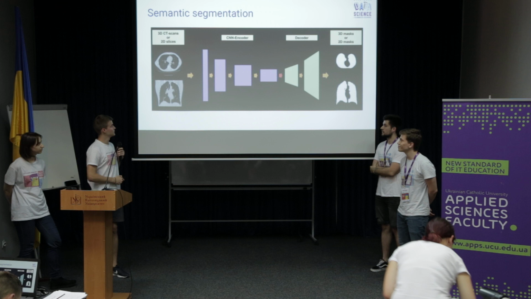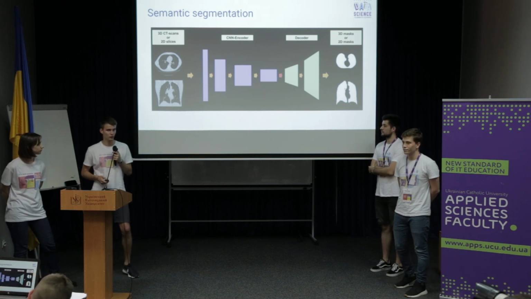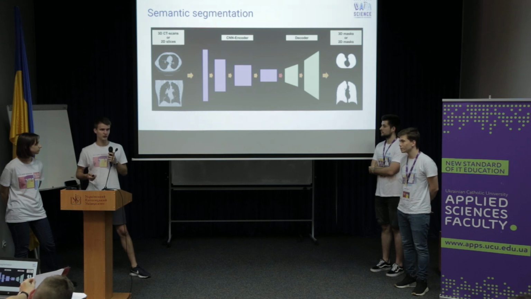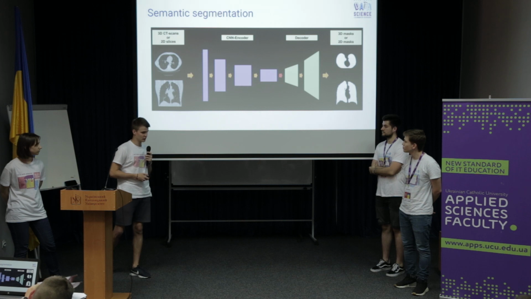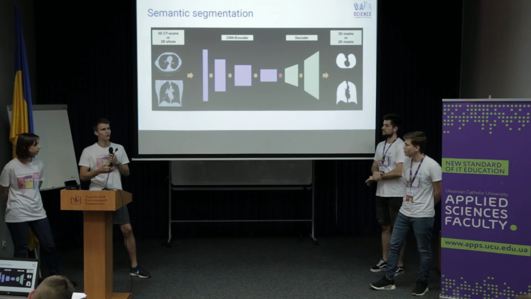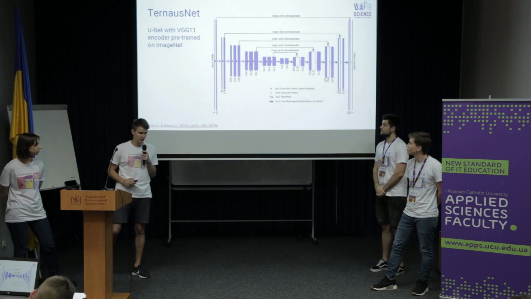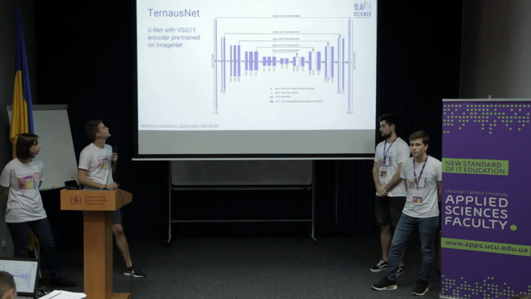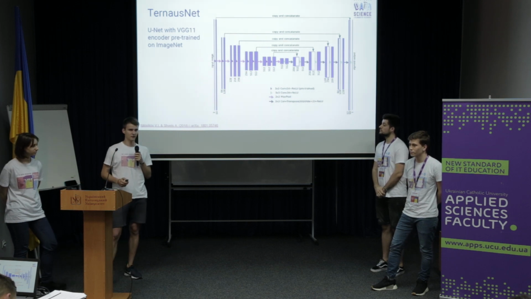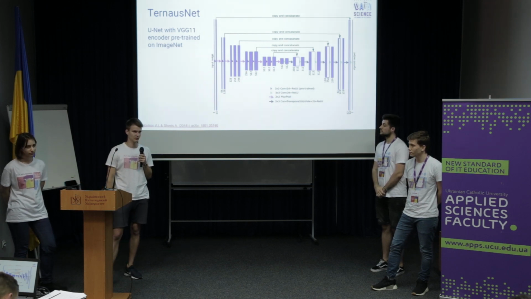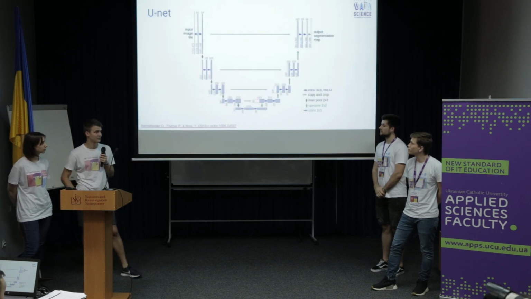So in the semantic segmentation task, we need to use an encoder to understand what object we need to segment. After that, we need to use a decoder to know where this object is in our image. The first model that we use is Ternaus net, which uses a pre-trained VGG11 encoder. The second model is UNet.